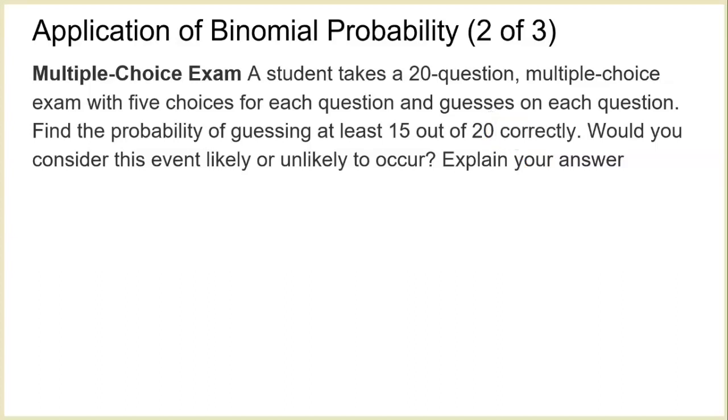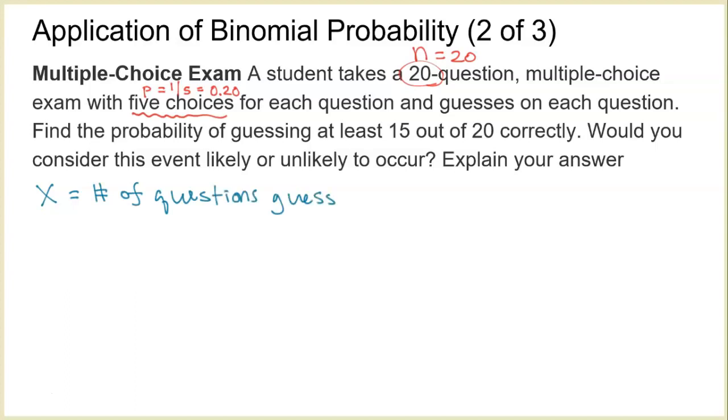So this does satisfy those 4 requirements talked about earlier. So we look at, well, n is 20, the probability of a success is 1/5, or 0.20, and x we can consider is the number of questions we guessed correctly. That's what x represents. And so we want to find the probability that the number of questions we guessed correctly is greater than or equal to 15. It says at least 15.